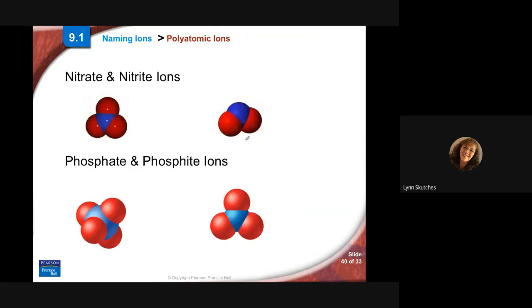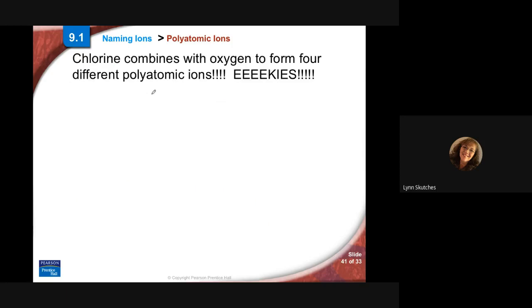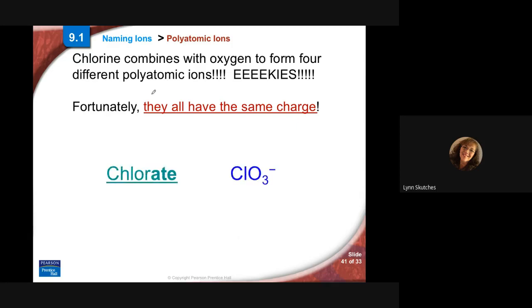So 3 oxygens, 2 oxygens. This is nitrate, this is nitrite. 4 oxygens, 3 oxygens. Phosphate, phosphite. So the numbers of oxygens aren't indicated exactly with the endings. It just tells you which one has more. All right, the last one before I flash up the dot diagrams, chlorine. Okay, so we got these pairs that have different numbers of oxygens. Turns out there are several sets that have 4 different permutations with oxygen.